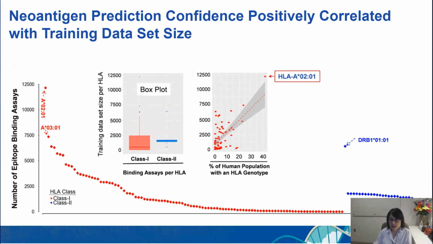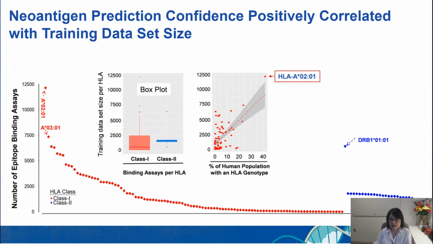Two class 1 HLAs, HLA A0201 and 0301, have the largest number of epitope binding assays available for model training. For class 2, HLA DRB10101 has the largest training data set. So for now, we can only confidently predict neoantigens binding to very few HLAs.